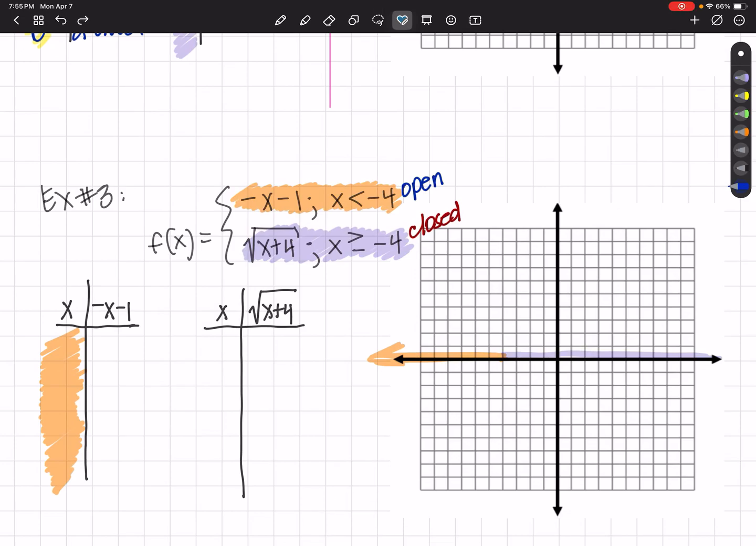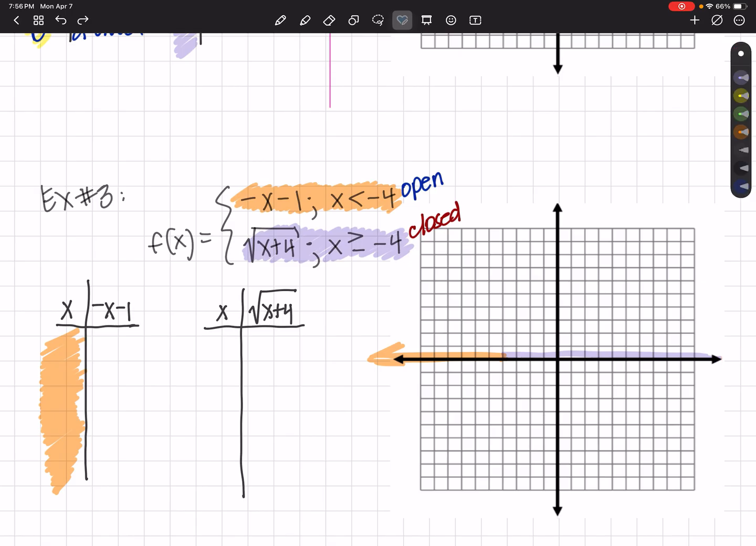Okay, here's an example where we have a linear function, negative x minus 1, whose domain is x is less than negative 4. So I've highlighted that piece and I've highlighted that domain of negative 4, and everything less than that would go to the left. Then we've got the square root function where x is greater than or equal to negative 4, and I've highlighted to the right on the x-axis.